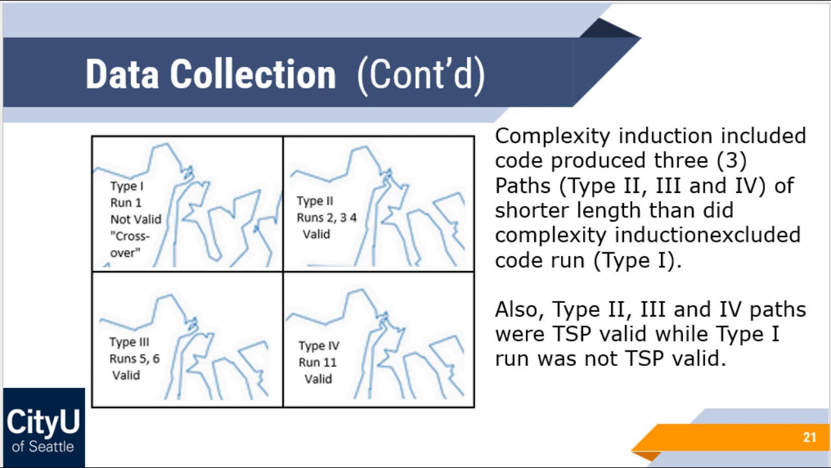Data collection continued. Just a magnification to show that the type 2, 3, and 4 runs are different runs. Very similar, different. And type 1 shows its crossover.